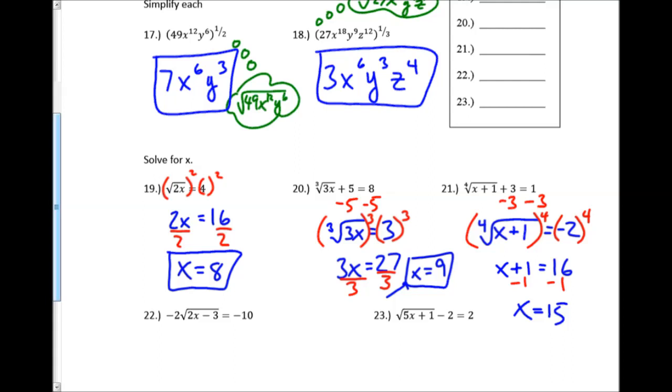2 plus 3 is a 5. So 5 equals 1. Uh-oh, that's an issue, okay? And really, we've done nothing wrong. You can go back, double check your work. This is an extraneous solution.